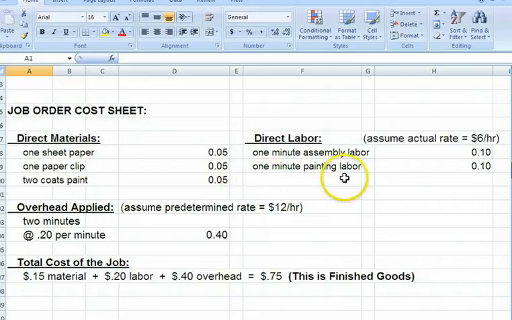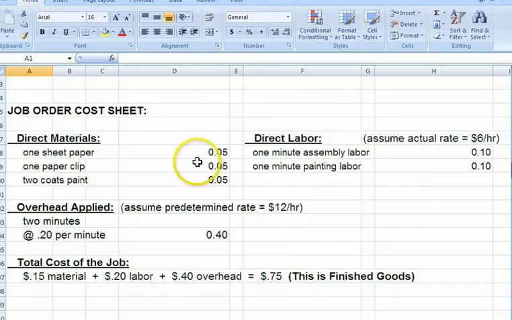Let's say it took me a minute to put the 2 coats of paint on it because I have very, very fast drying paint. Haha. Let's assume that's 10 cents for 1 minute at $6 an hour. 10 cents more of labor would be invested in that. And in my overhead, instead of being 1 minute at 20 cents a minute, I actually have 2 minutes that the product spent in the factory times the $12 an hour or 20 cents a minute rate would be 40 cents. So if the product was 100% complete, the accountant would assign it a cost of 75 cents.